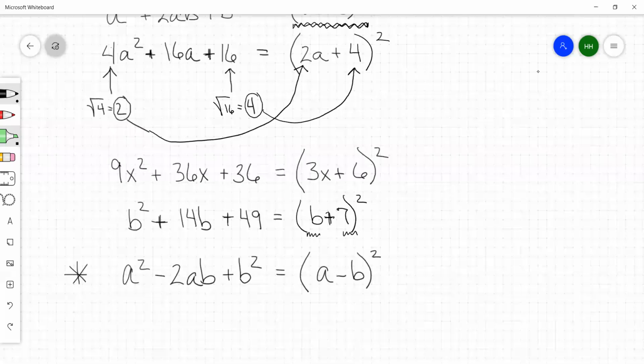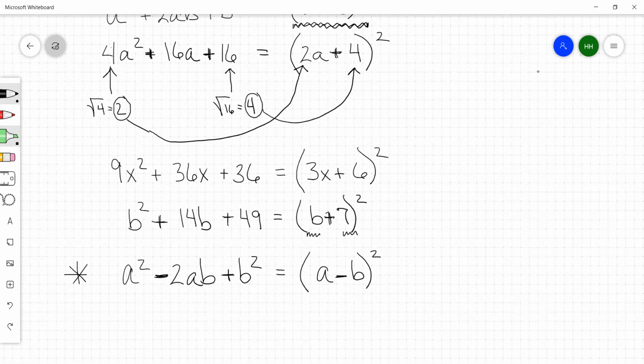Do you see how this is a perfect square plus and then another plus and a perfect square? So this had to be plus. If it's a perfect square, a minus, and then a plus, a perfect square, then this has to be a minus.